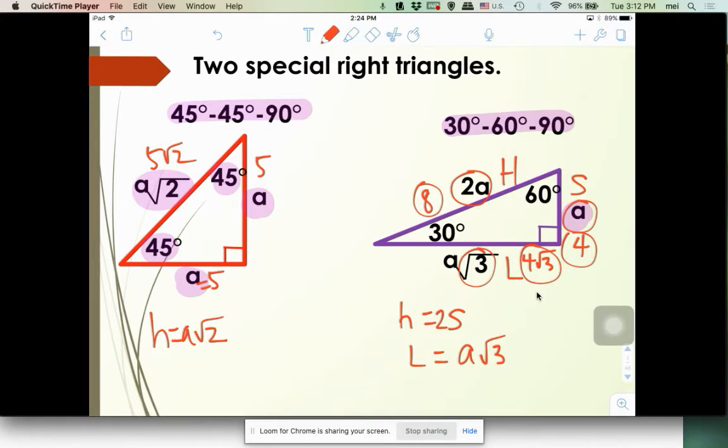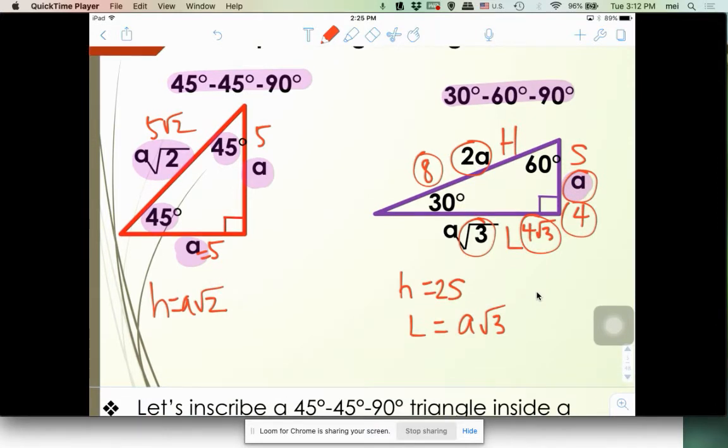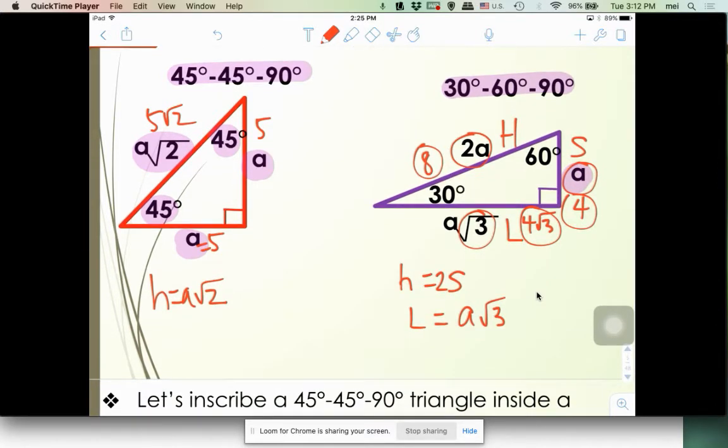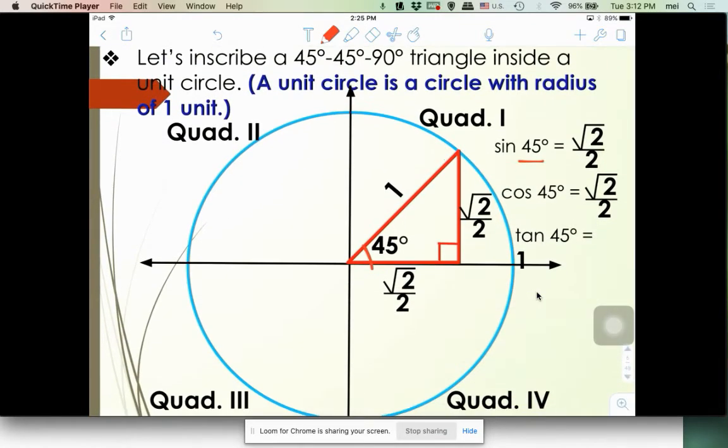It always goes back to the short side, having a relation between the long side and the hypotenuse. So hopefully you remember those two types of triangles, and you're saying, yes, this rings a bell from geometry. If not, you will pick it up along the way. So let's continue and get on with our unit circle. We're going to inscribe the 45, 45, 90 triangle inside a unit circle, and take a look at the triangle.